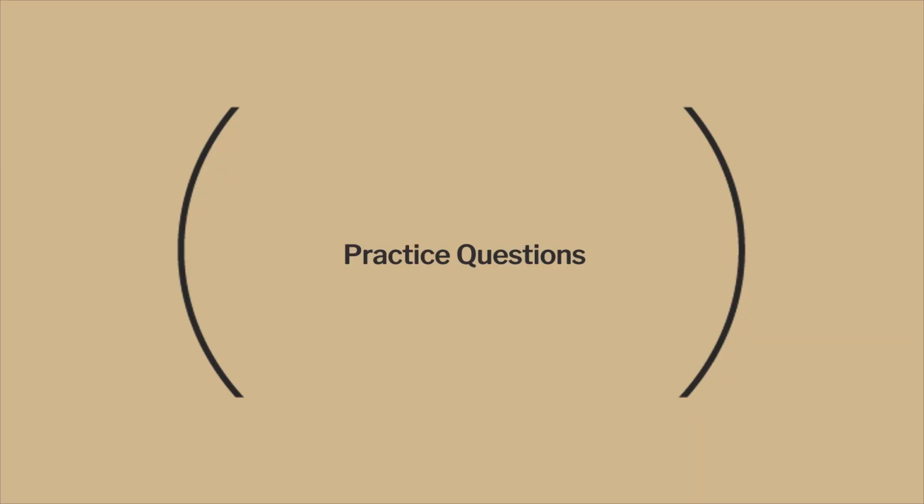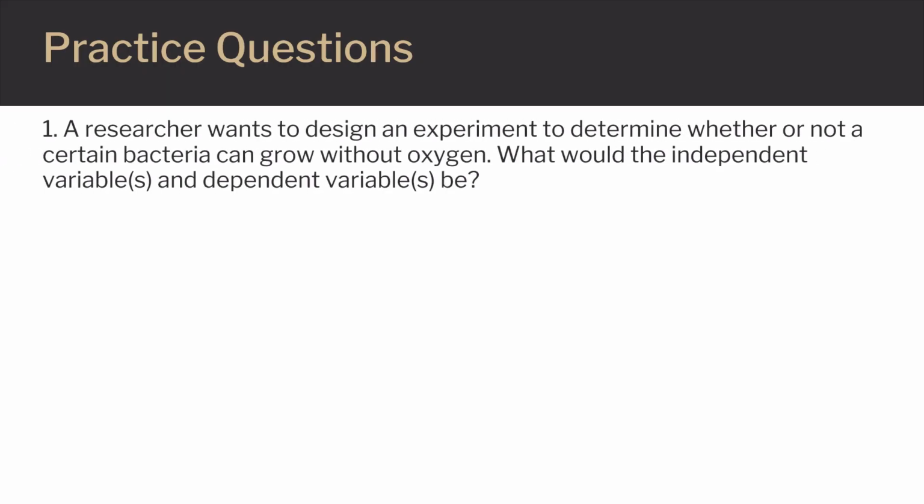Let's try some practice questions. 1. A researcher wants to design an experiment to determine whether or not a certain bacteria can grow without oxygen. What would the independent variable and dependent variable be? Take a moment to pause the video and think about it. The answers are that the independent variable is the presence of oxygen, and the dependent variable is bacterial growth.